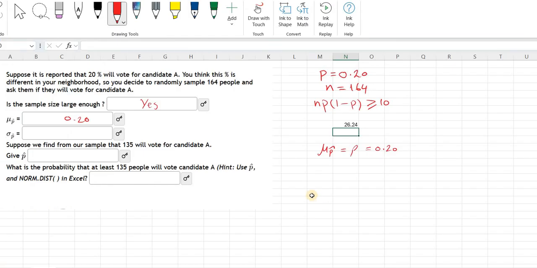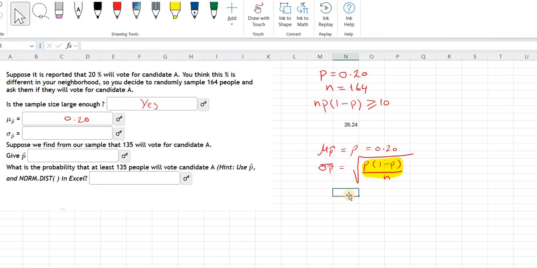Next, the question says, what is the standard deviation of the distribution of sample proportion? According to the formula, it is the square root of p times 1 minus p divided by n. So if I want to figure this out, I would start by finding the answer to the expression inside, and then I'll take the square root. So I'll do it with you here.